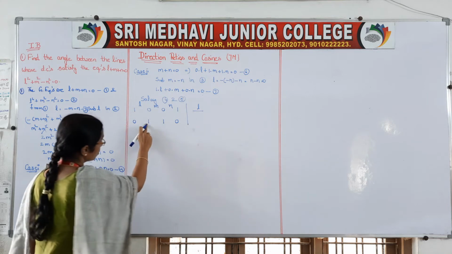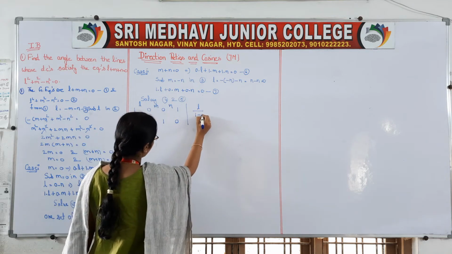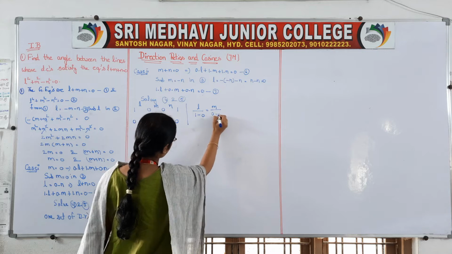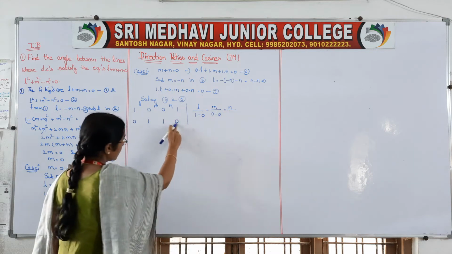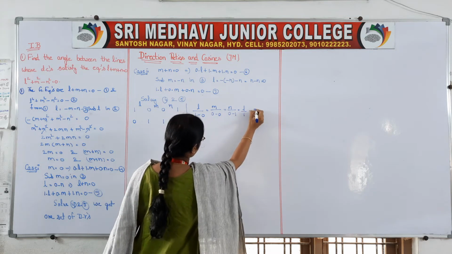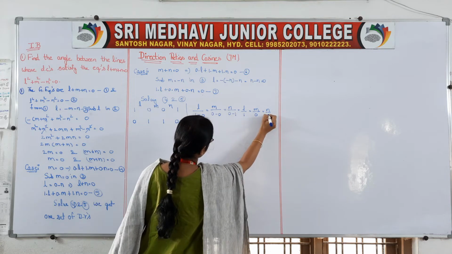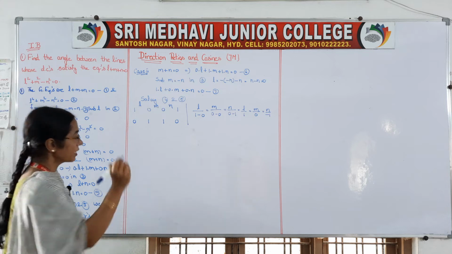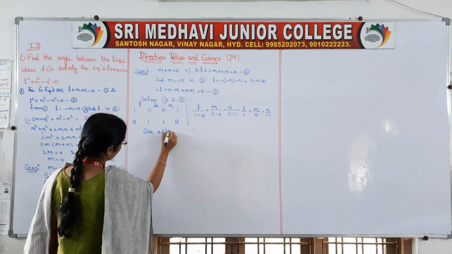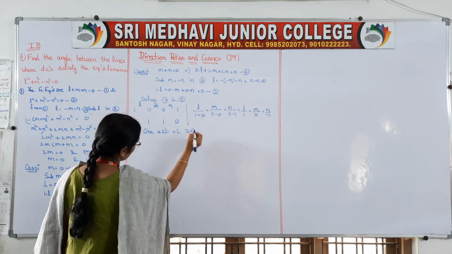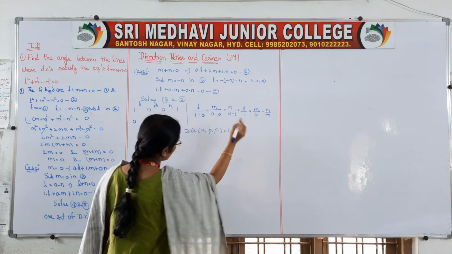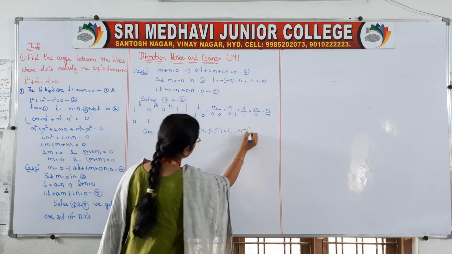So L by this into this minus this into this. So it is 1 minus 0 is equal to M by this into this minus this into this. 0 minus 0 is equal to N by this into this minus this into this. 0 minus 1. So L by 1, M by 0, N by minus 1. So you got one set of direction ratios, the first set. What are those? They are denoted by A1, B1, C1 is equal to 1, 0, minus 1.